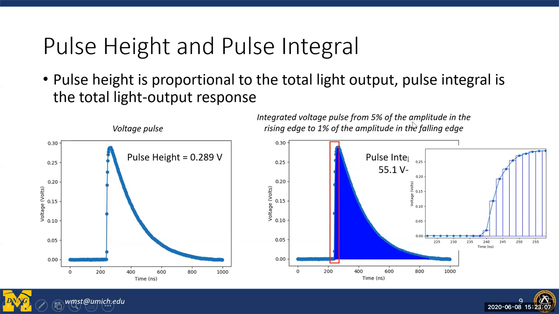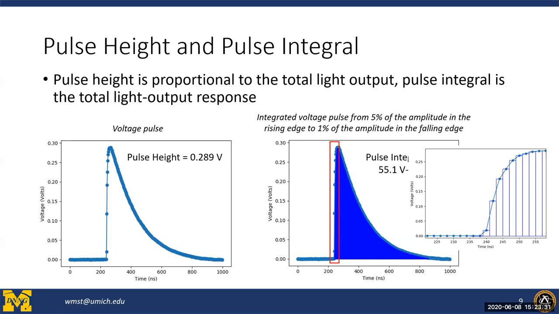So in this case, we go from 5% of the amplitude in the rising edge, which actually is the point before that, and then down to 1% of the amplitude in the falling edge, which you can see ends about right there. And the reason we want to only integrate where our pulse really is, is so we don't add any noise or variance due to the baseline on either side of the pulse.